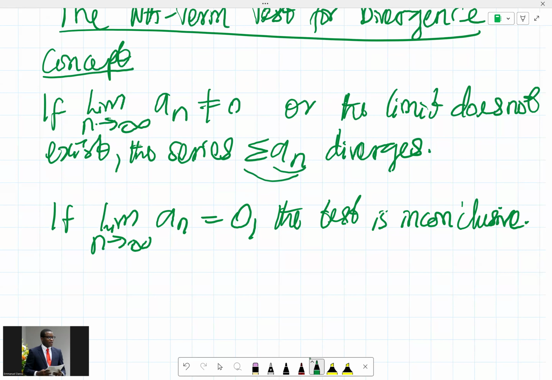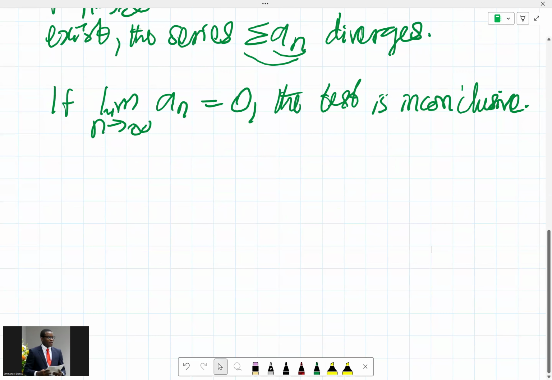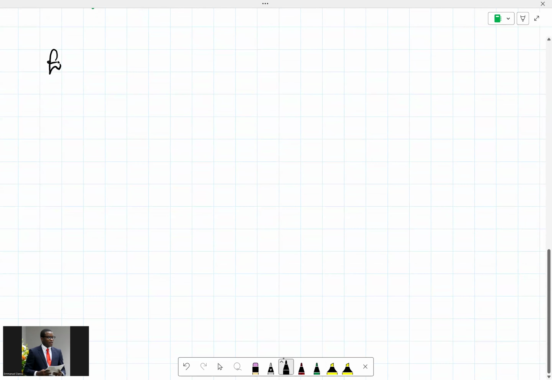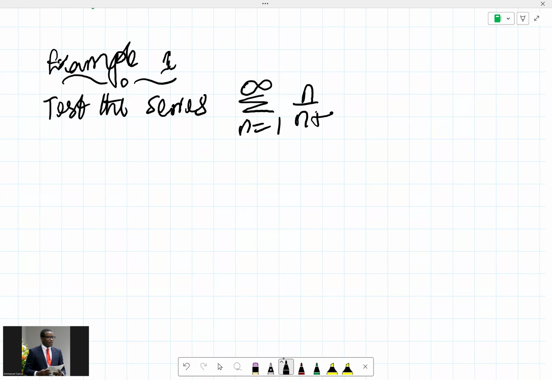Okay, let's look at some examples, straight to the point. We are going to consider 2 examples. Example 1: test the series, the summation from n equals 1 to infinity of n over n plus 1. We want to test this series for convergence or divergence.